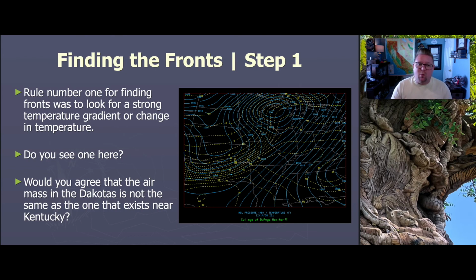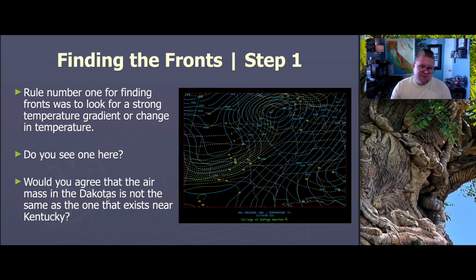Well, rule number 1 for finding fronts is to look for the strong temperature gradient or change in temperature. So in this system, we can look at the diagram. Do we see any design or shape? These yellow lines represent temperature. So do we see a great difference? I can see we got 0, 5, 15, 20, then it jumps all the way up to 70. So do we see any design that's a little bit different that may correlate with both the temperature as well as the pressure lines? And then it says, do you see one here?